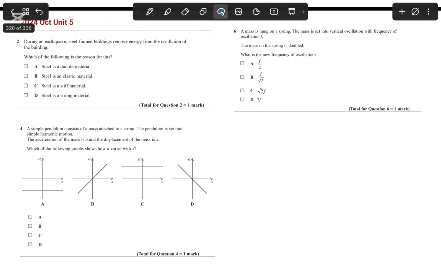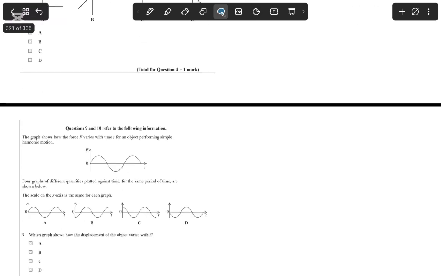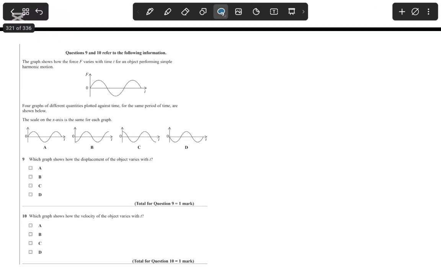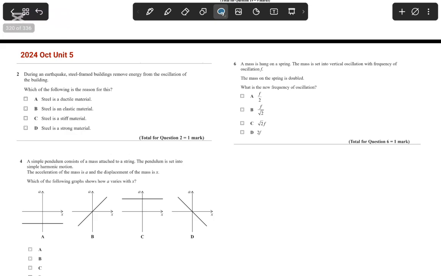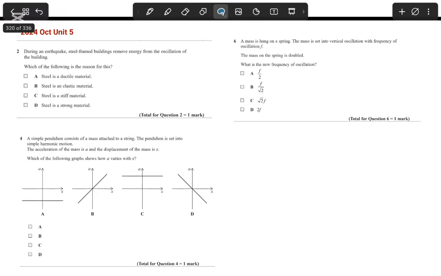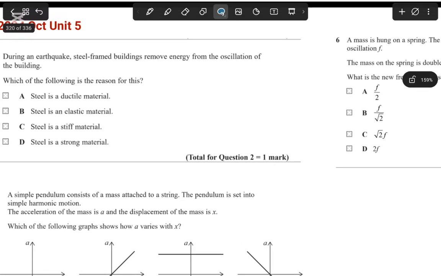In this video, we're going to be going through October 2024 Unit 5, questions 2, 4, and 6, and questions 9 and 10. If you want to check the mark scheme and the examiner report, you can go to the end of the video. We're going to be doing these MCQs, so let's go right at it.